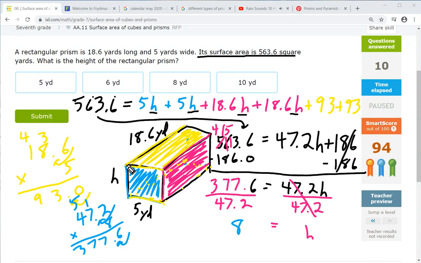So the height of this rectangular prism is 8 yards. Not square yards. Square yards would be for area. Just yards, because it's just a one-dimensional thing here. Area is two-dimensional. Length is one-dimensional, and a height is a length. There we go.